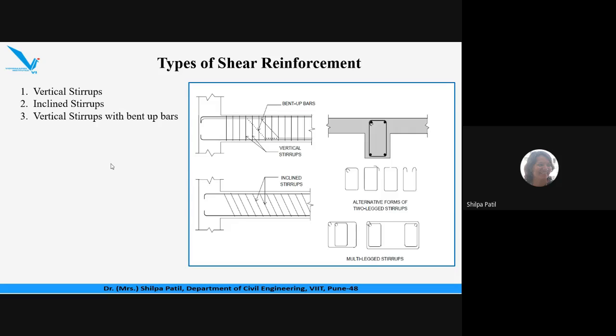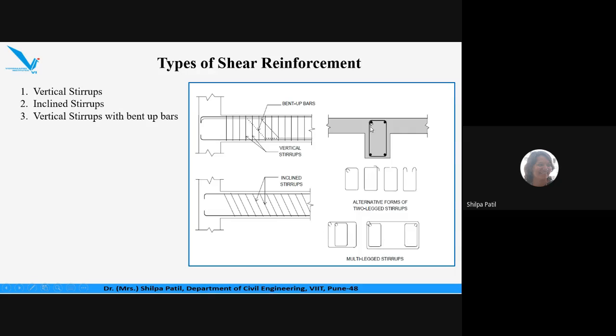Any doubts in this? Ma'am, where do we use multi-legged stirrups? See, if the number of bars in a beam is more, number of bars meaning the main reinforcement provided is more, and also the shear force is more, the amount of force acting on the beam is also more. In that case, we have to go for multi-legged stirrups.